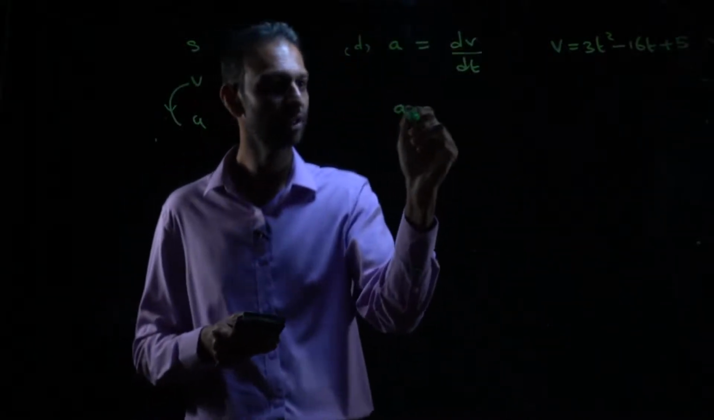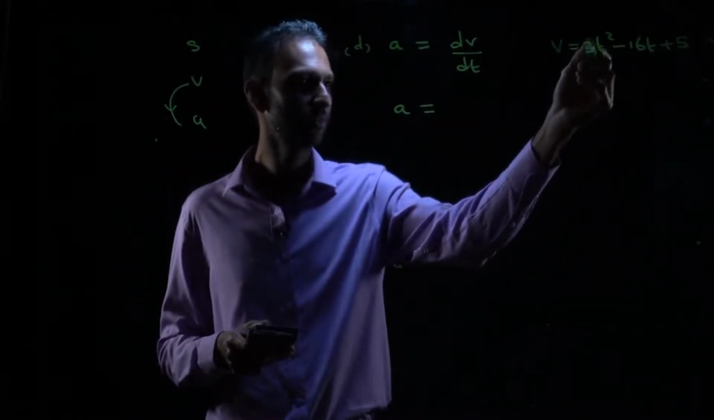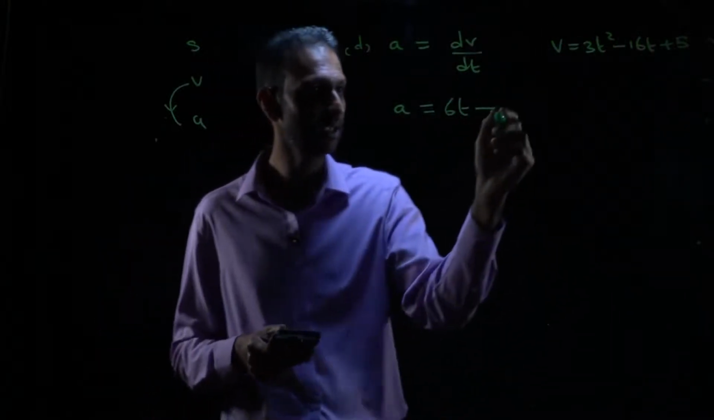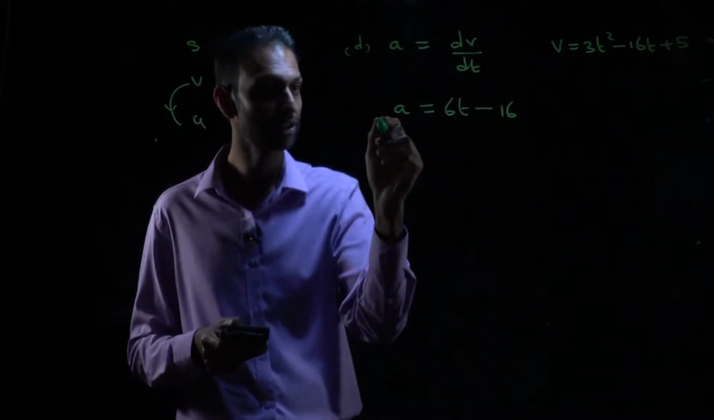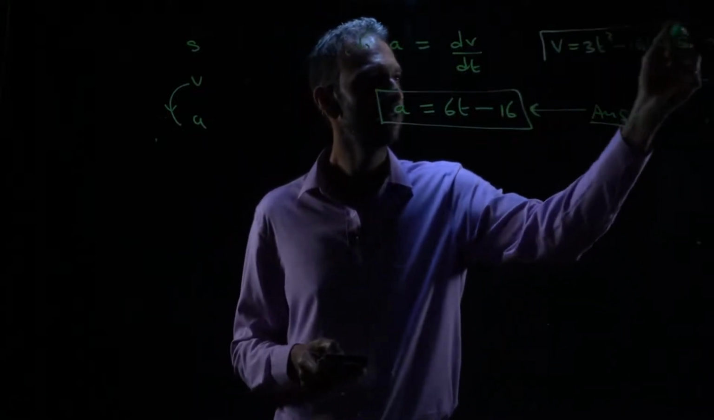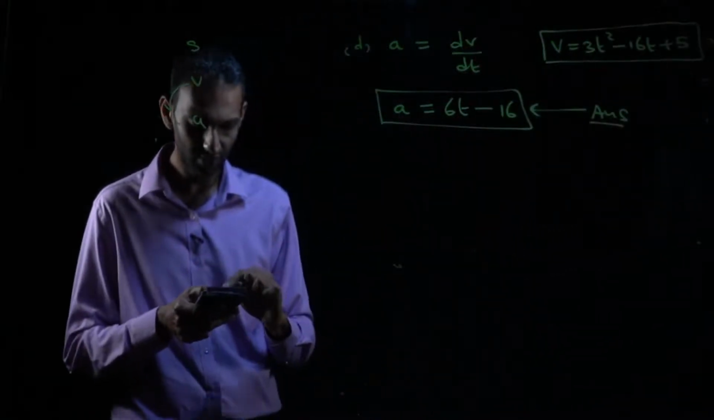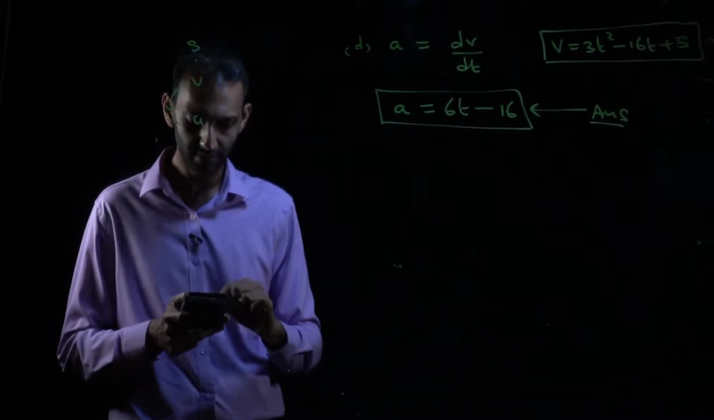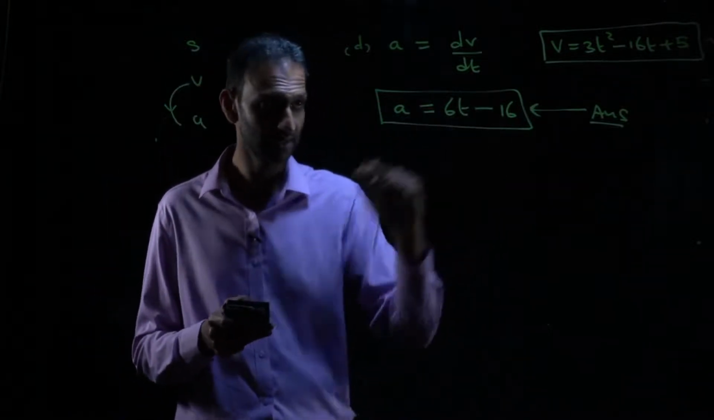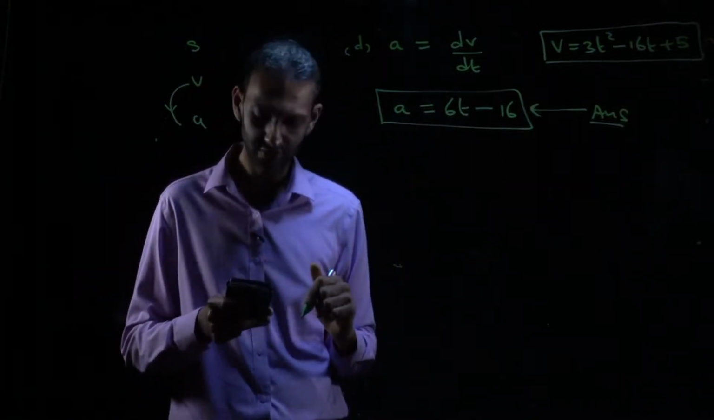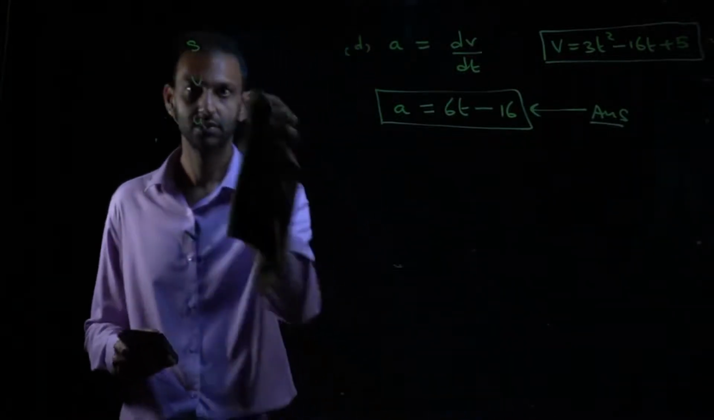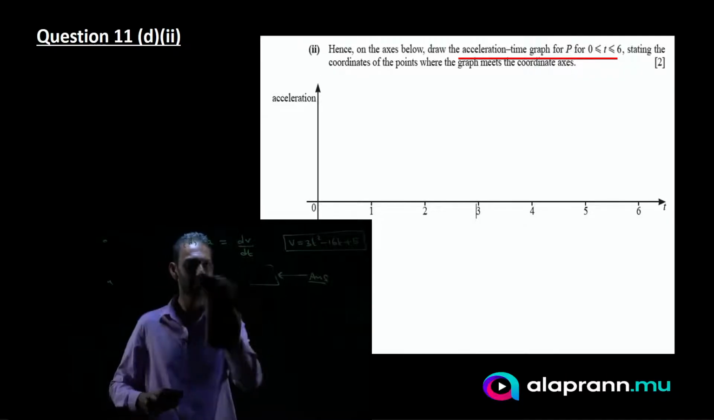So acceleration is dv by dt. Differentiation of 3t squared is 6t. Differentiation of minus 16t is minus 16. So the acceleration is 6t minus 16. Very straightforward calculation if you have the equation for v. Not a difficult problem, and the answer to this question is 6t minus 16. The mark is only 1 mark, straightforward. We'll now move to the second part.